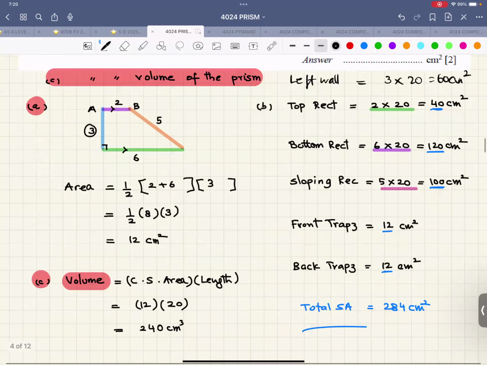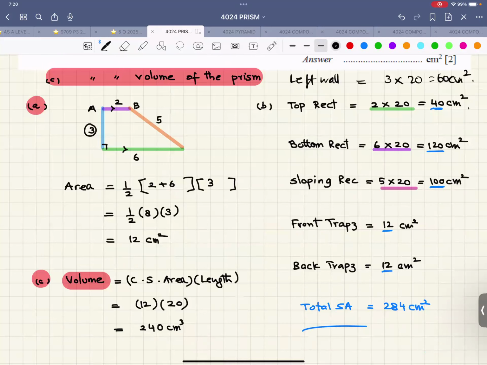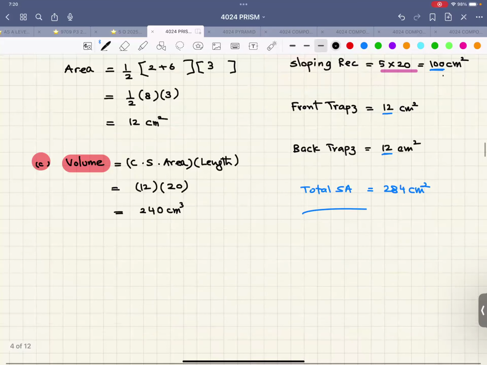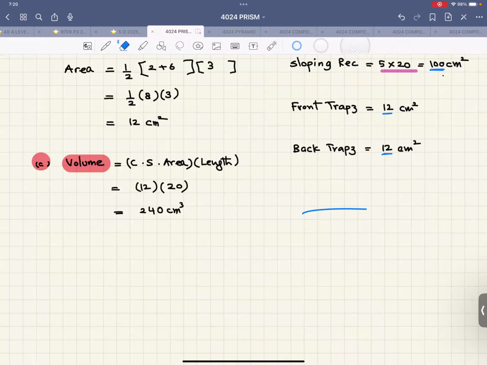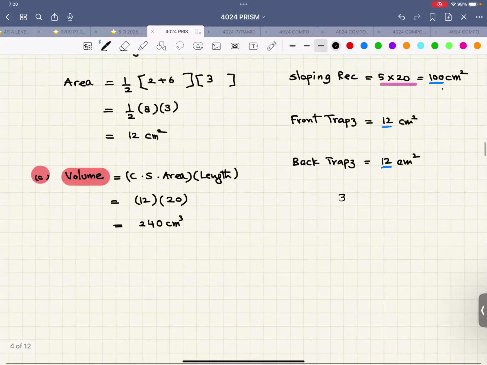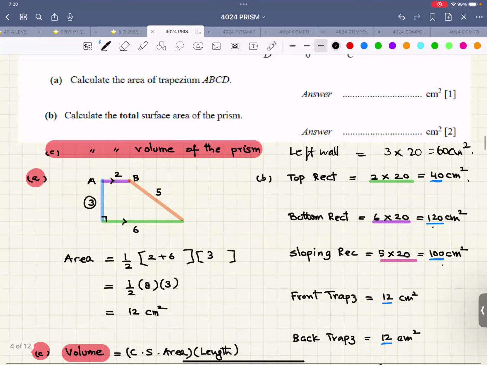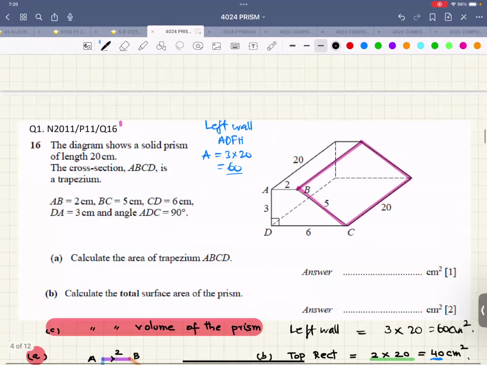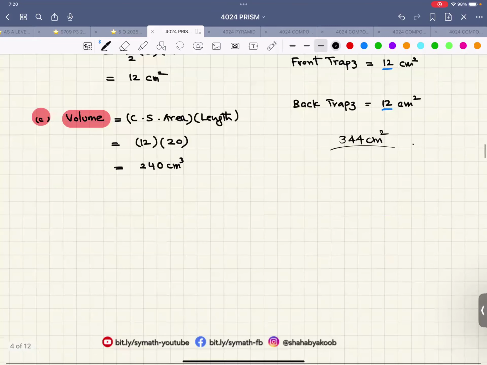So now all these things are added up. 60 and 40 is 100. 100 plus 100 is 200, 200 plus 100 is 300, 320, 320 plus 24. So let me just correct this. So that is 300 and how much? 320 plus 24, that is 344 centimeters square. So I think the video that I made last year, I might have made an error. So if there is a chance, I'll go ahead and correct it.